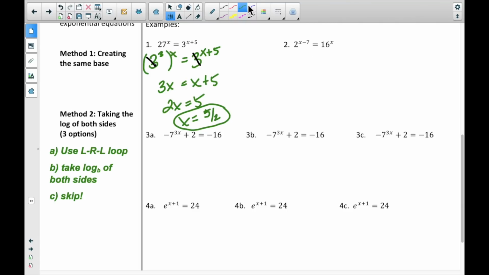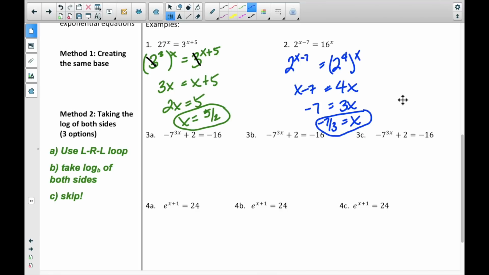Can you take a second to look at number 2 and see if you can do that for number 2? All right, on number 2, the common base is 2. 16 is the same as 2 to the 4th. So I can rewrite this as 2 to the 4th to the x power. Then drop off your 2's. You have x minus 7 equals 4x. Subtract x from both sides. Divide each side by 3, and you get negative 7/3. So that is one method, creating the same base.